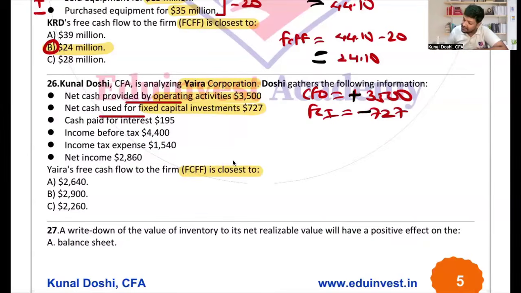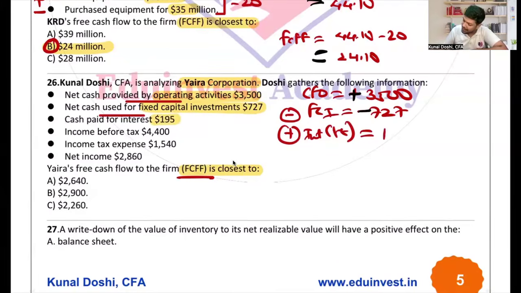But now for FCFF, I need plus interest times 1 minus T. Now, very interesting question this is. They've given you cash paid for interest as 195. So I have 195. Anyways, I'm going to add this. Add 195, but I need it times 1 minus tax. So what is my tax? They haven't given you the tax rate. They are very smart. Over smart they are. Income before tax, income tax expense, and net income.